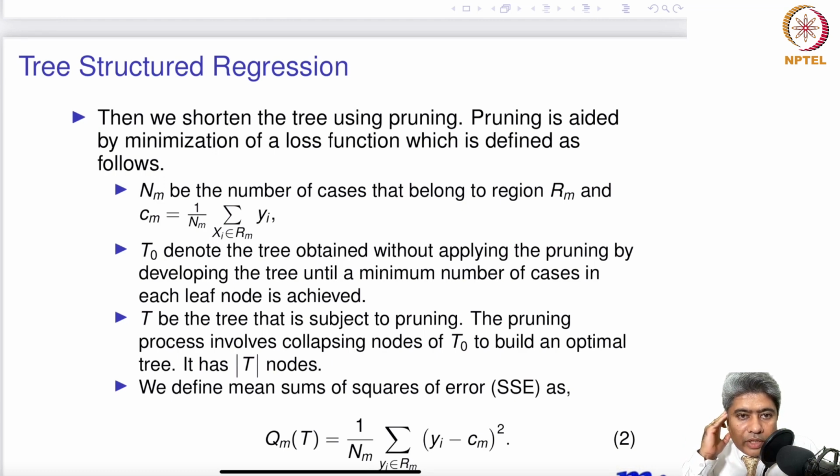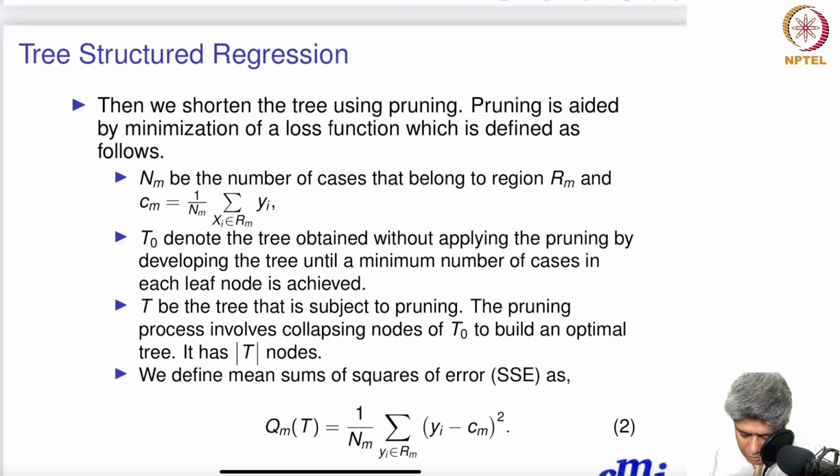So then we shorten the tree using pruning. So we do some pruning of the tree as well. You have to do typical pruning. Pruning is aided by minimization of a loss function, which is defined as follows. Okay, so how do we define it?